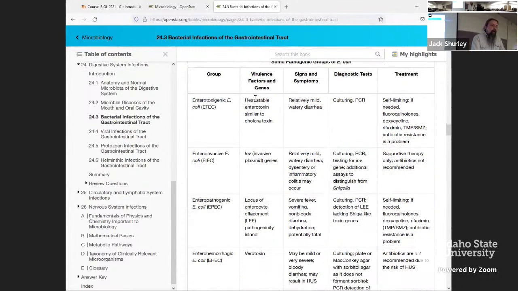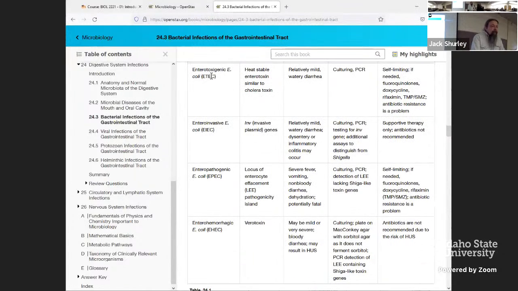So some of our pathogenic E. coli groups. The enterotoxigenic E. coli, ETEC, it's a heat stable enterotoxin. So cooking stuff up, it's still present, right? When we think about food issues, some of these toxins, you heat it up and you destroy it. Others, still there, right? So this one's stable, you don't destroy it that way. So mild watery diarrhea, self-limiting. There are a couple of antimicrobials if needed, but typically a self-limiting infection, all right?